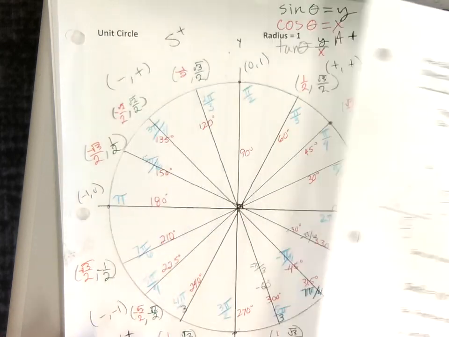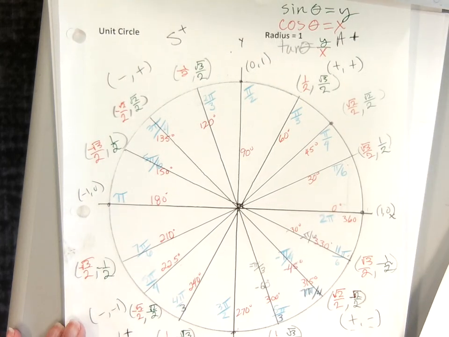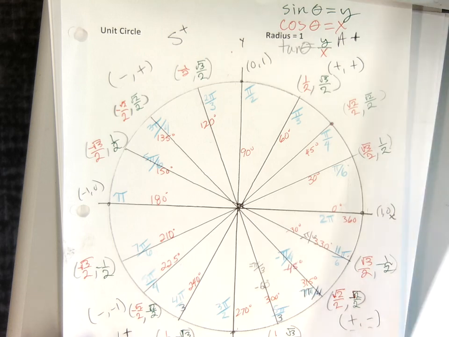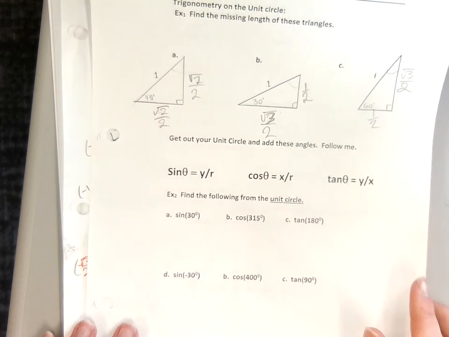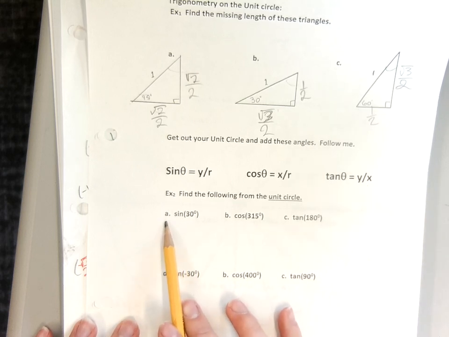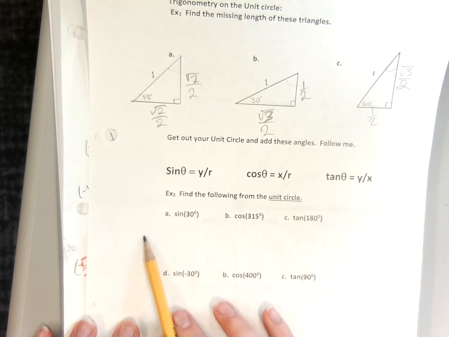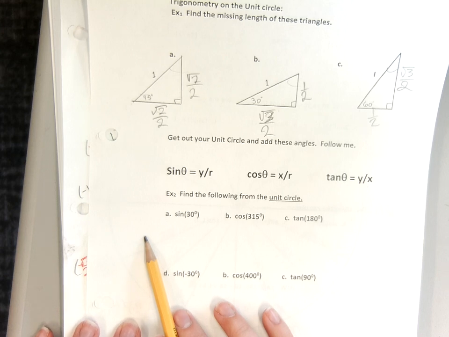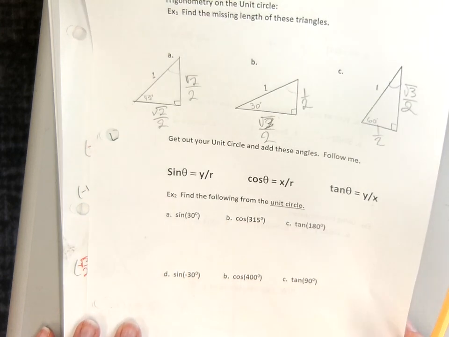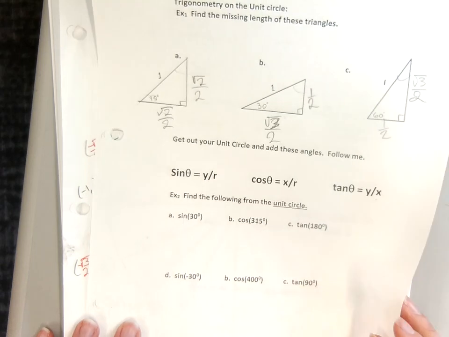Now, before she goes any further, sine is the y value. Cosine is the x value. Tangent is the y over x. Go ahead, Brittany. All right, so we are going to find the values of these from your unit circle. Find the values of these coordinates on the unit circle.